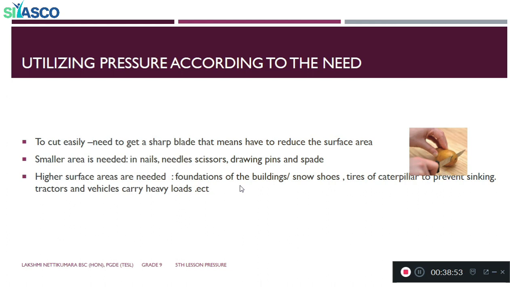If you want to build up a 3-story building or 5-story building, you need a larger foundation. Why? To prevent sinking because of the heavy load of the building. And you need high surface area in snow shoes, otherwise you will sink in snow. Tires of caterpillars, tractors and vehicles carrying heavy loads, there it is very common to use a very large number of big tires having large surface areas.